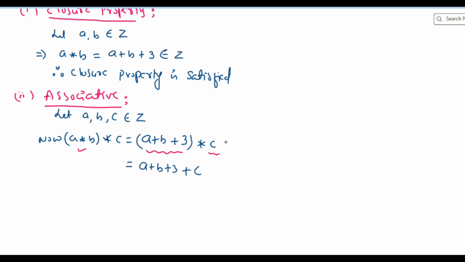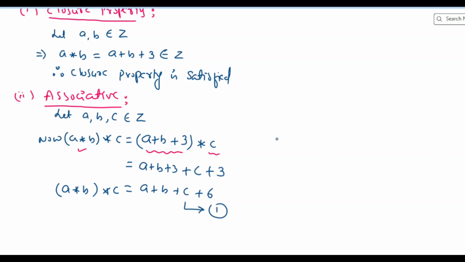So this is a, this is b, so a plus b plus 3. What this becomes, my dear students, is a plus b plus c plus 3 plus 3, which becomes 6. So this is our (a star b) star c operation. Let us say this is equation number 1.